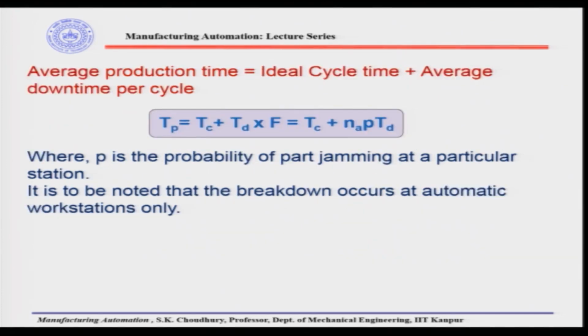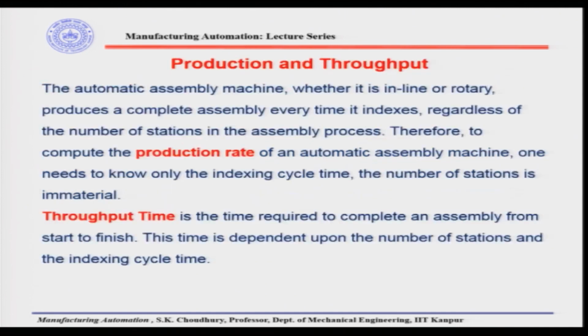Okay. So, the average production time will be accordingly Tc plus Td into F, like in the earlier process, and here Td into F is given by N_A into p into Td. Small p is the probability of the line breakdown or jamming of the parts. This we have discussed. Okay.